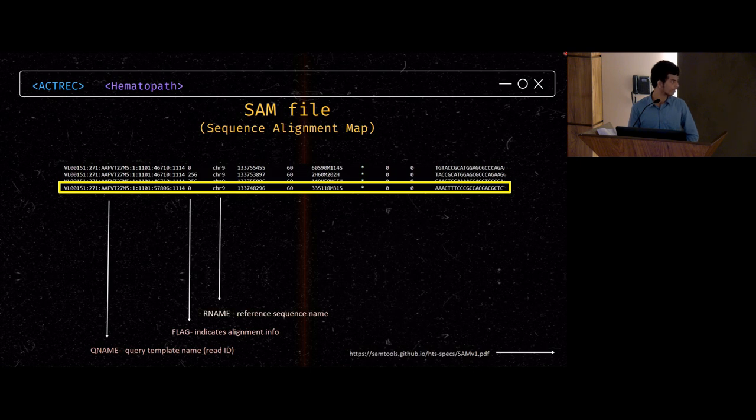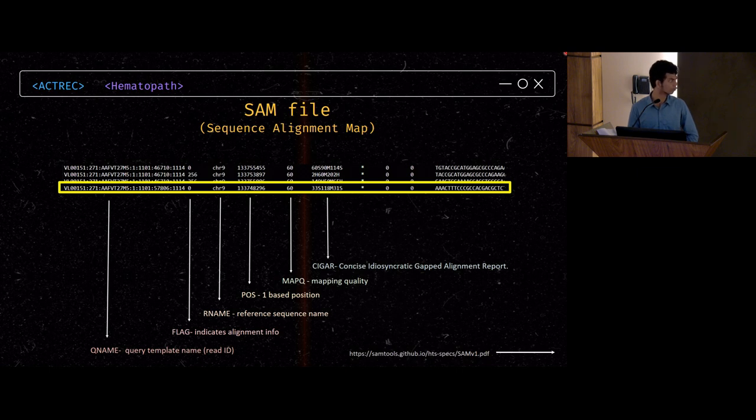This is RNAME, the reference sequence name. So this read got aligned to our chromosome 9 at this position. And this is the mapping quality. And this is CIGAR, the concise idiosyncratic gapped alignment report. I'll also go over these in the next slides. Flag and CIGAR I'll explain in detail. This is just the information about the read, how it is aligned.